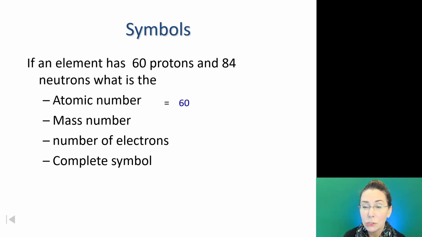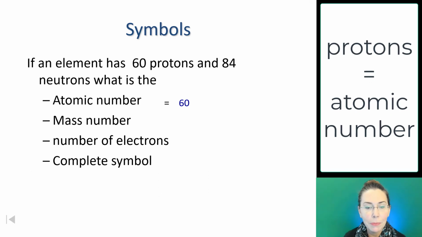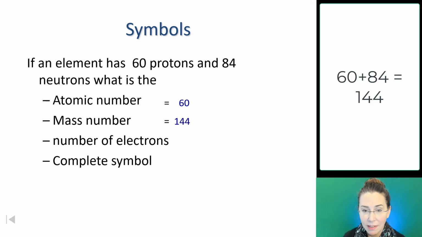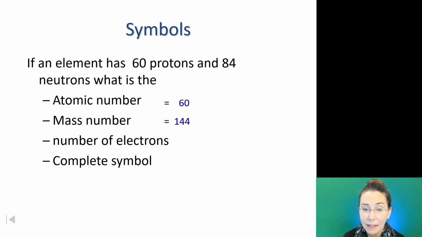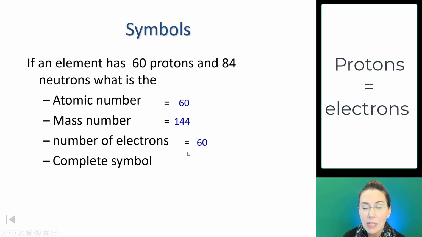Our atomic number should be 60 because it's equal to our protons. Our mass number should be 144 because our mass number is always equal to our protons plus our neutrons. I just want to point out here again, our number of protons is 60, and here we have 84 neutrons. That's quite a difference. This does happen. Our number of electrons should be 60 because it will always be equal to our number of protons.